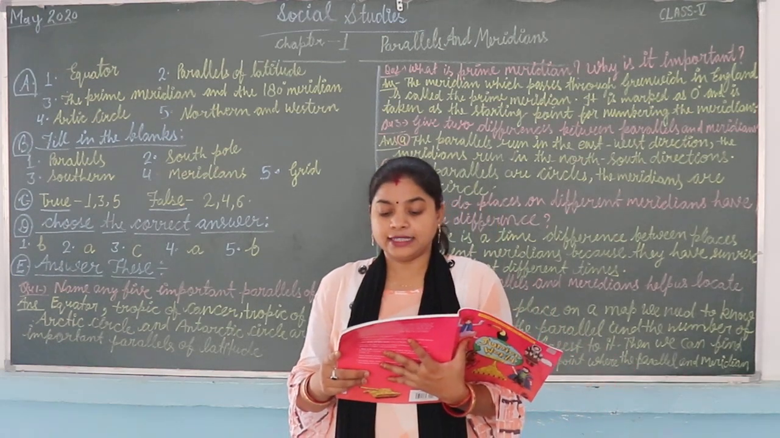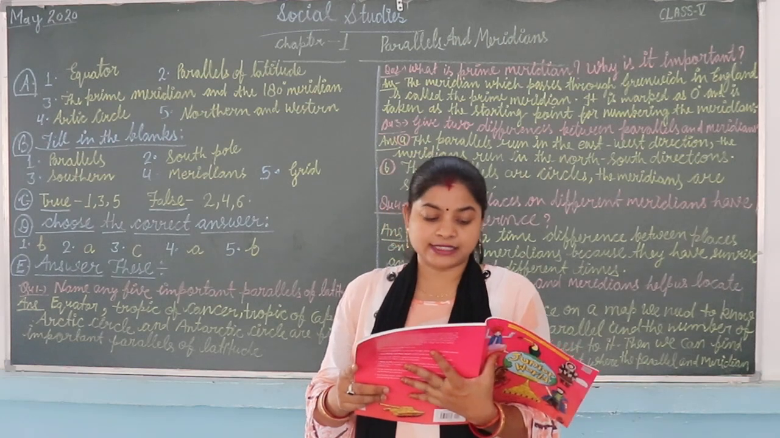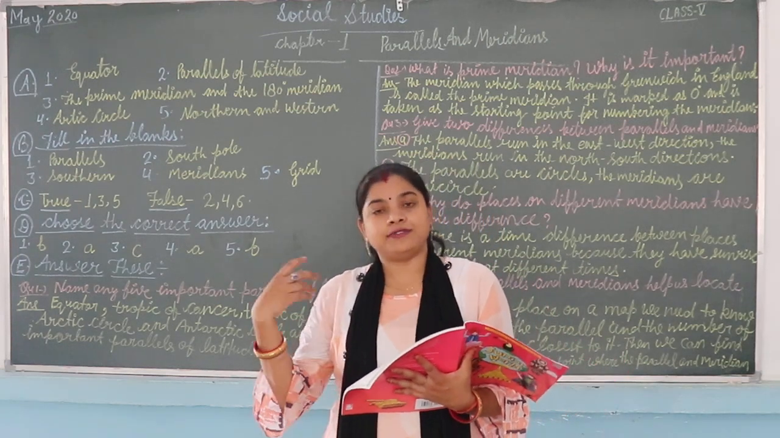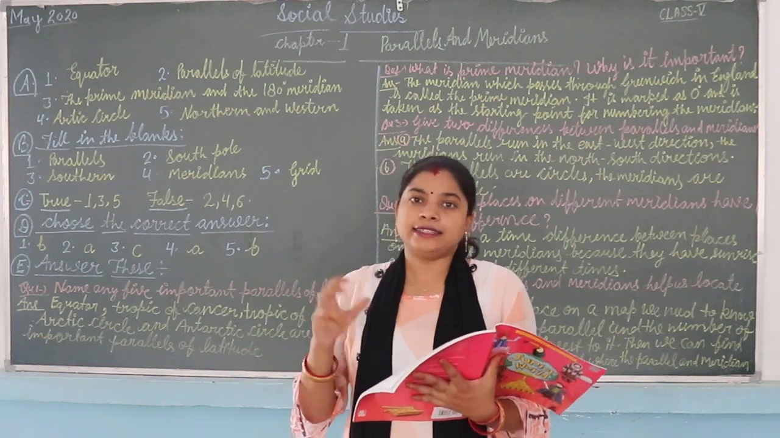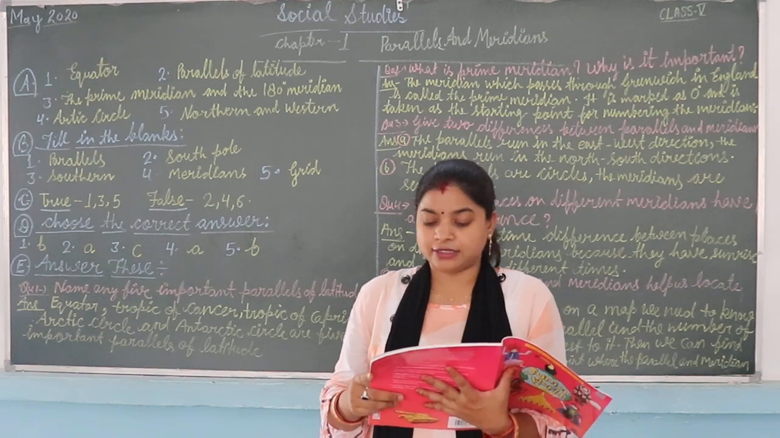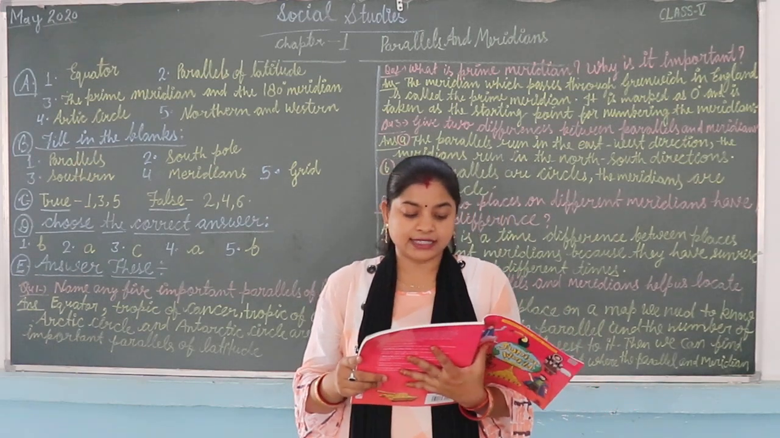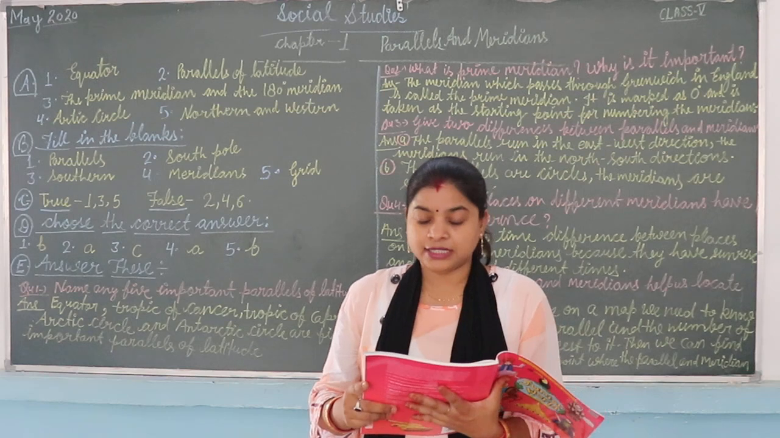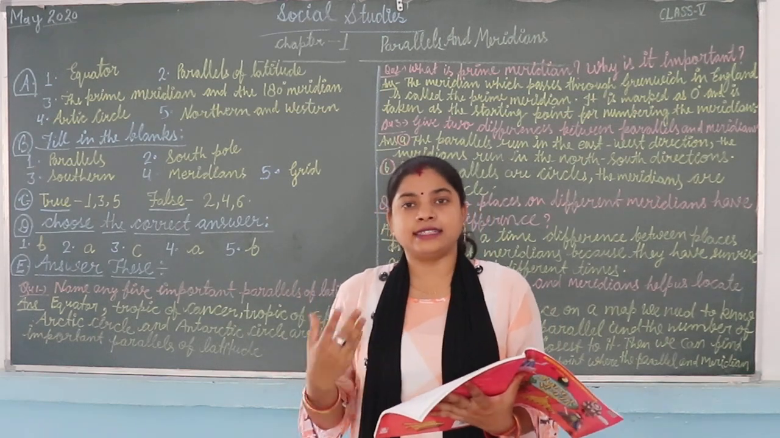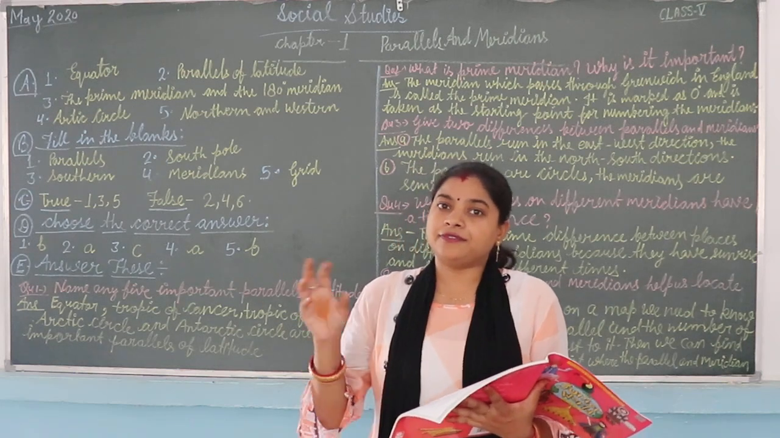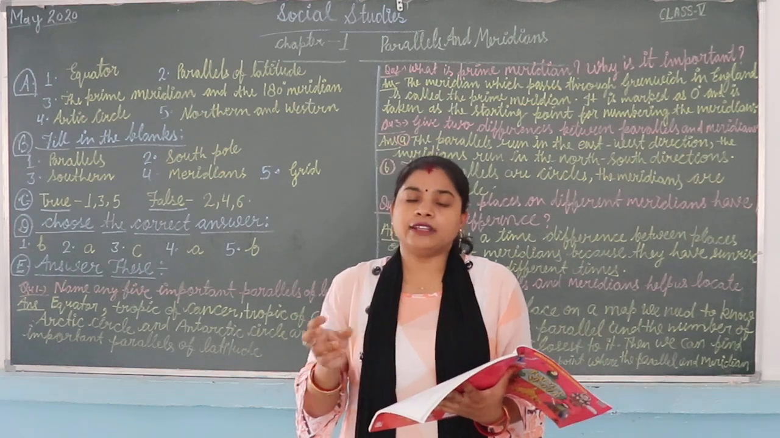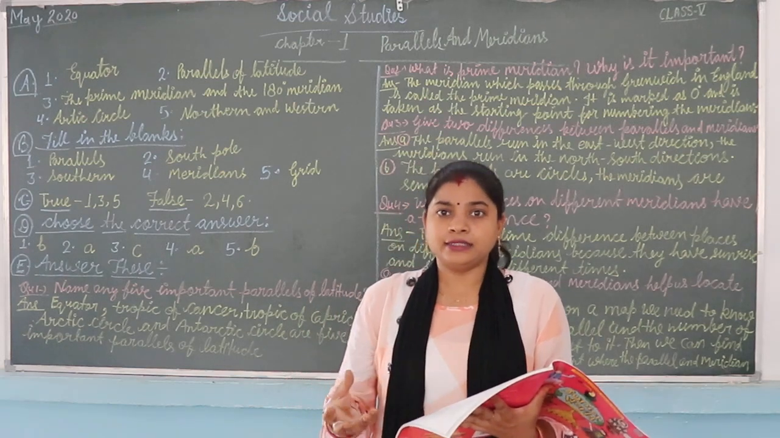We can say that there is a time difference between places on different meridians. There is a time difference because they have sunrise and sunset at different times. So there will be a time difference in different meridians.